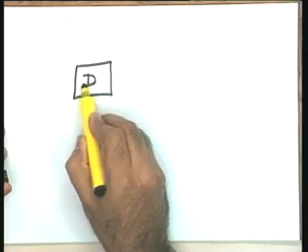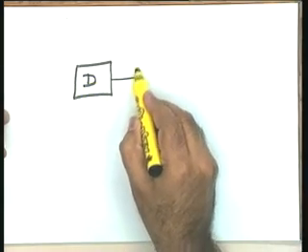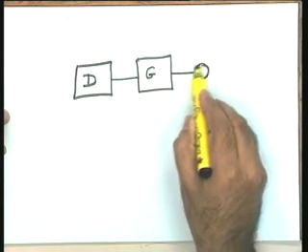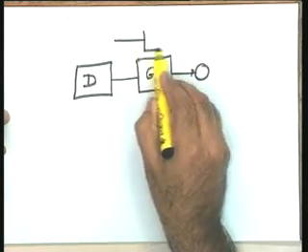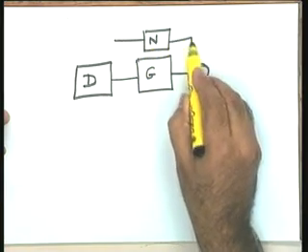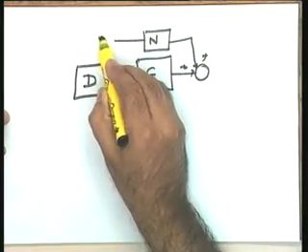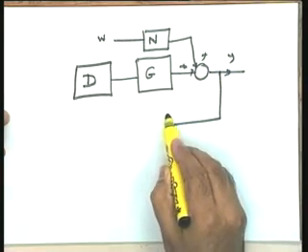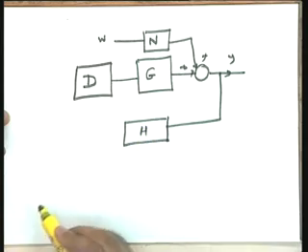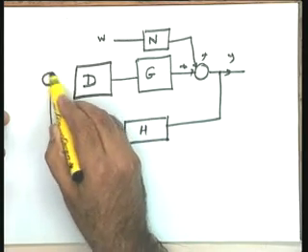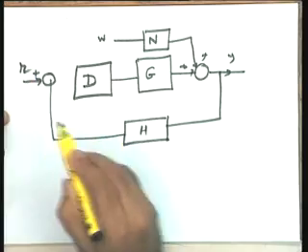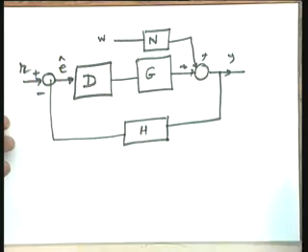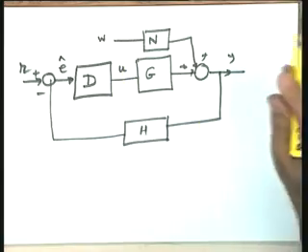This is the controller with transfer function D. Here I have the plant with the transfer function G. The disturbance to the plant has been modeled through a transfer function N, and here is a disturbance input W. The output is Y. This output Y is fed back through the sensor with transfer function H. Here is an error detector and my reference input is R over here. This we have taken as the error signal E cap, and this has been taken as the control signal U.